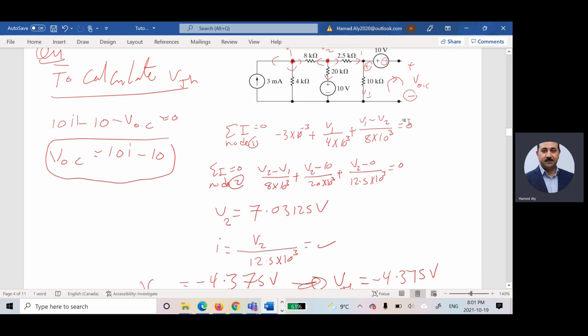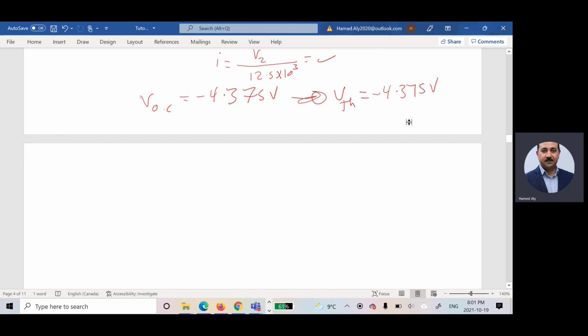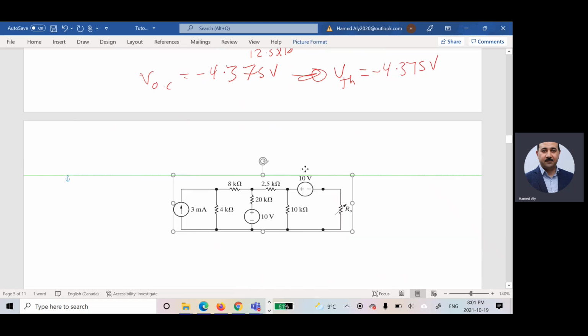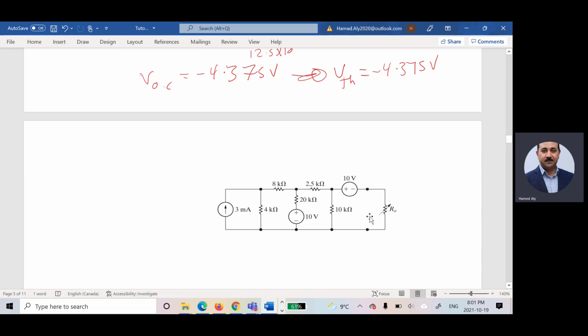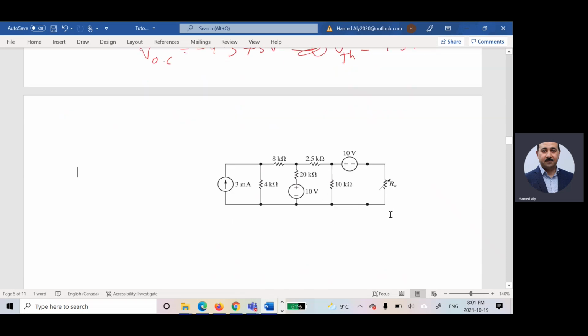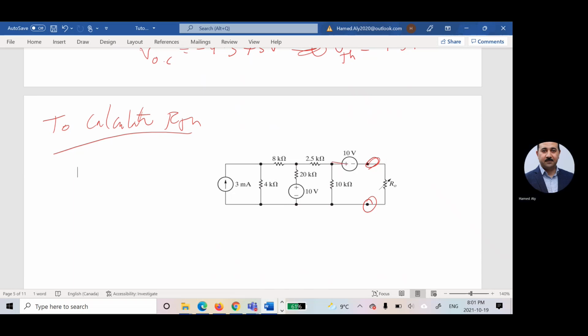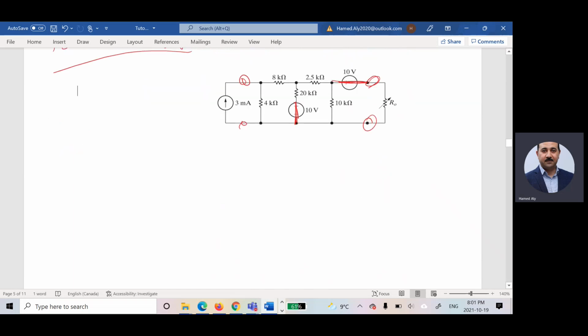Now, the last thing is I asked you to calculate R Thevenin. So for calculating R Thevenin, what I have to do, I will remove this guy, right? So to calculate R Thevenin, I will open this, and this guy will be open circuit. So if you try to redraw this circuit again, it will look like that. This will be R Thevenin.